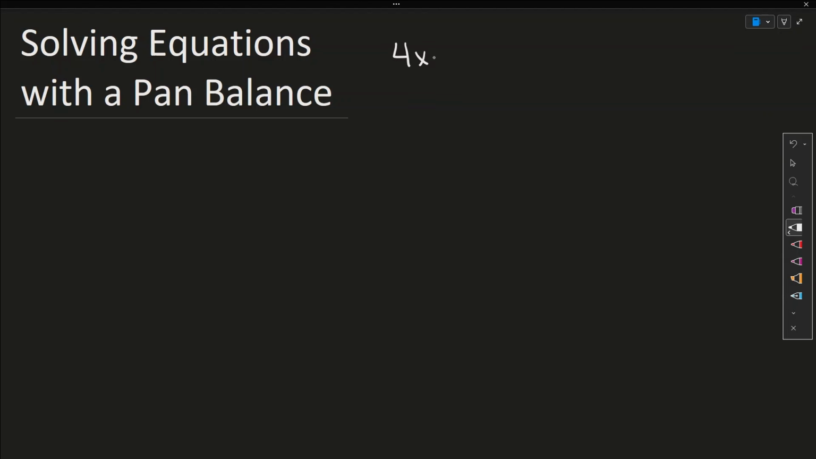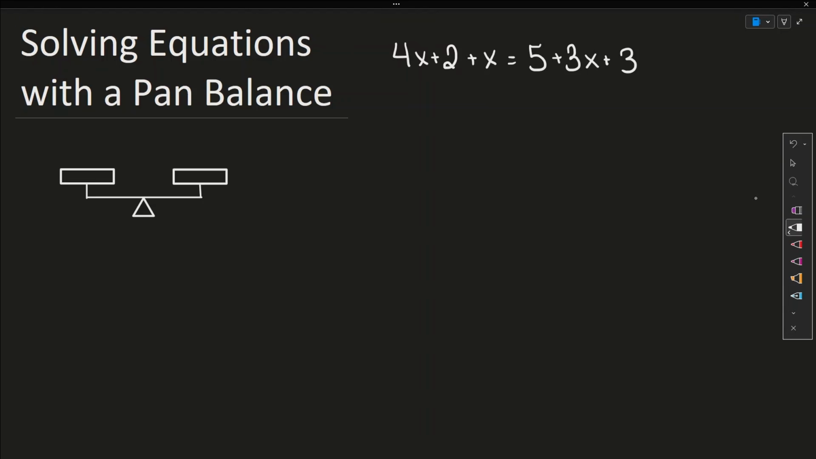Let's look at the equation 4x plus 2 plus x is equal to 5 plus 3x plus 3. Here we have our pan balance. On the left side, we're going to start by doing 4 x blocks, and we'll do those in this color red. So there should be 4 of those. We then need 2 unit blocks that I'll do in blue. So each of these represents 1.